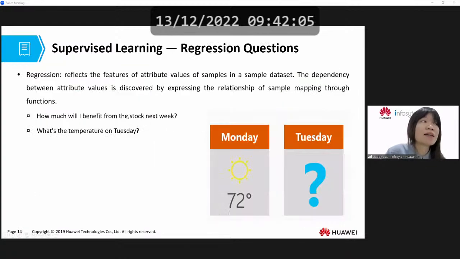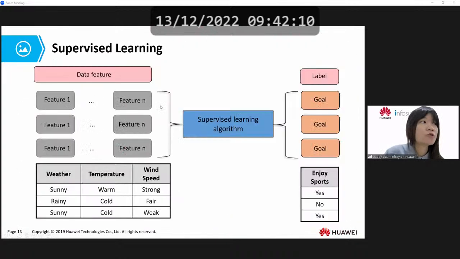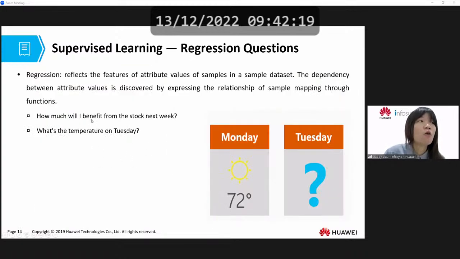And so here are some examples. As I mentioned, if you want to build a classification model, like whether yes or no, or you want to get a regression model to get some prediction in number. For example, how much will I benefit from the stock next week? 10 ringgit or 100,000 rupiah. And what's the temperature on Tuesday? Tomorrow is Tuesday, it is going to be 27 degrees Celsius. So you see the answer will be in number.